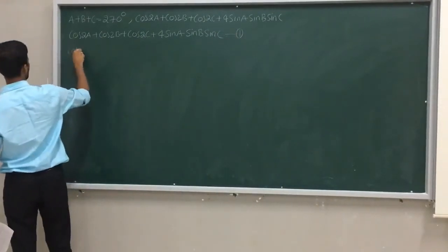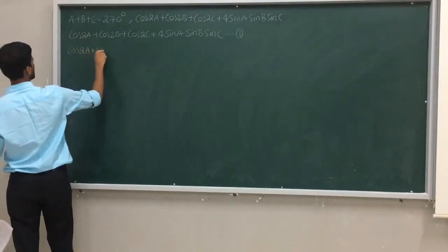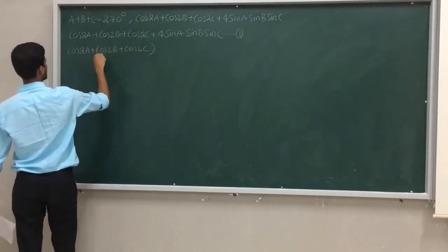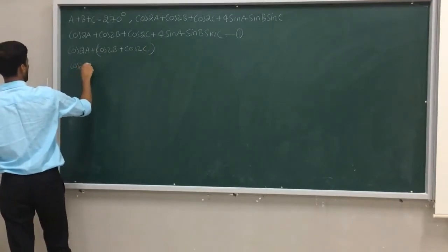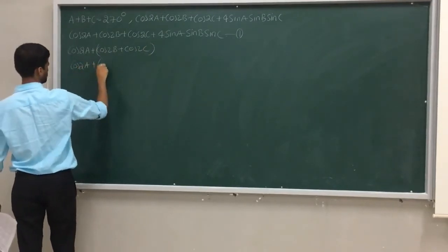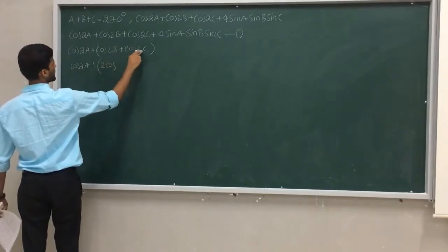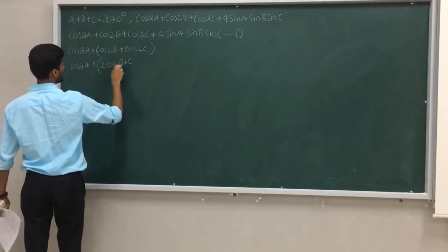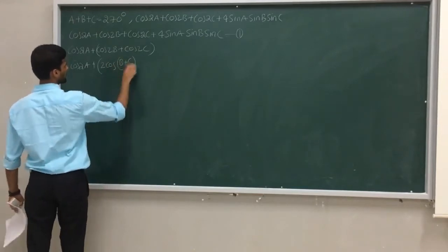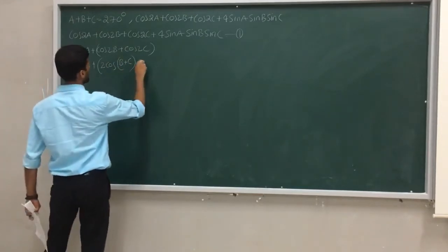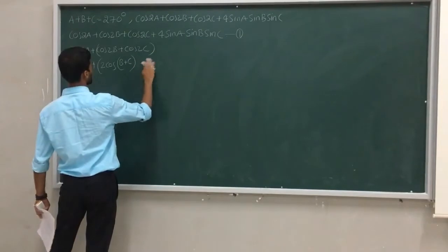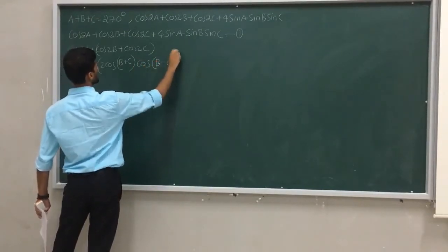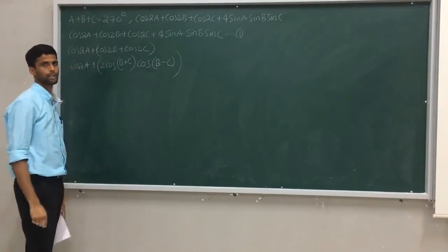I'll just consider the first part, that is cos 2A plus cos 2B plus cos 2C. Now what I will do with this is apply the sum formula: cos 2B plus cos 2C is 2 cos of (2B plus 2C) by 2, which is B plus C, into cos of B minus C. Hope you understood the direct step, because the 2s get cancelled.